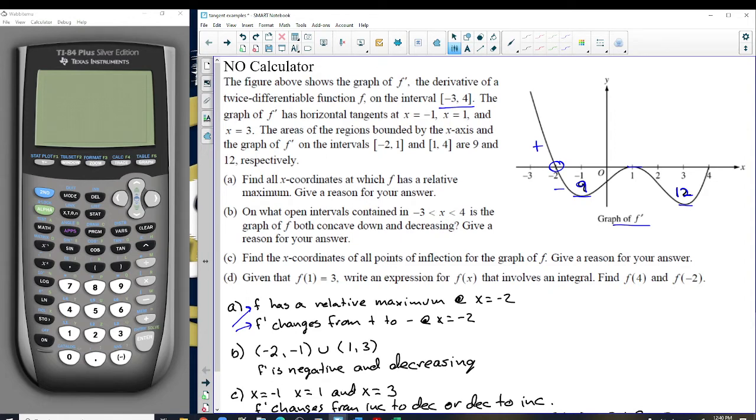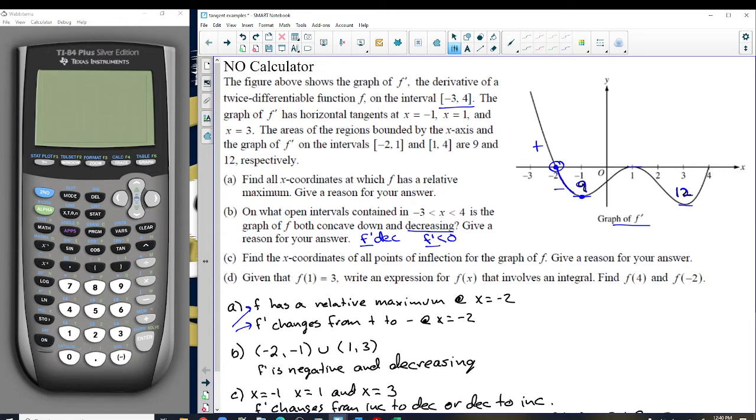Part B: on what open intervals contained in -3 to 4 is the graph of f both concave down and decreasing? Give a reason for your answer. Concave down is where f prime is decreasing, and the function is decreasing where f prime is less than 0. So we want to know where f prime is less than 0 and where f prime is decreasing. Well, that's from -2 to -1.